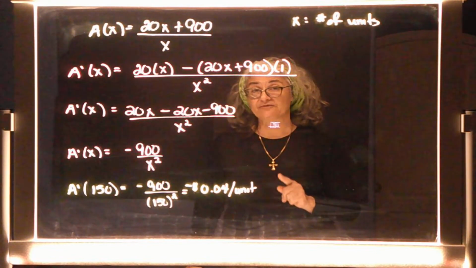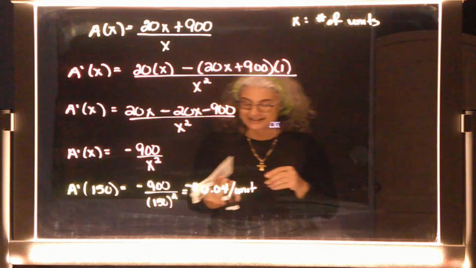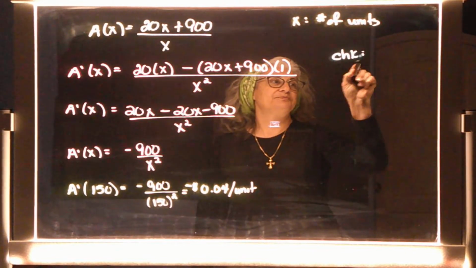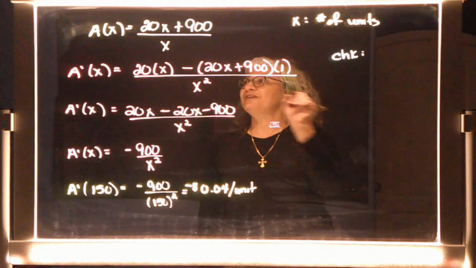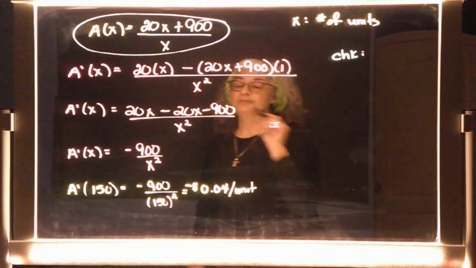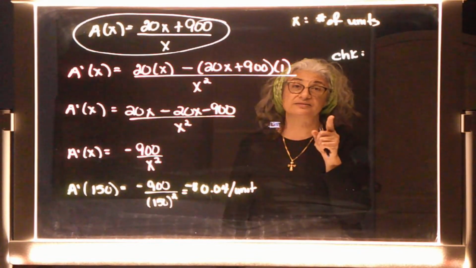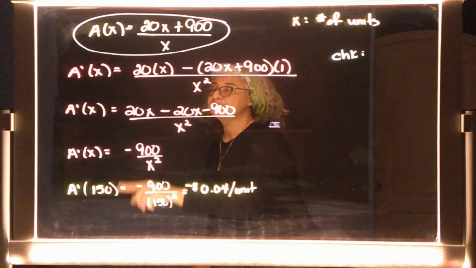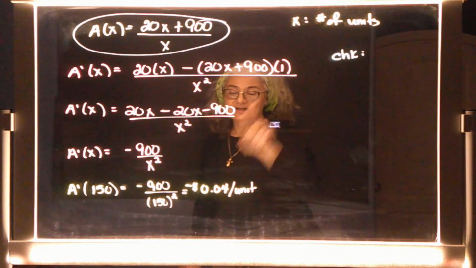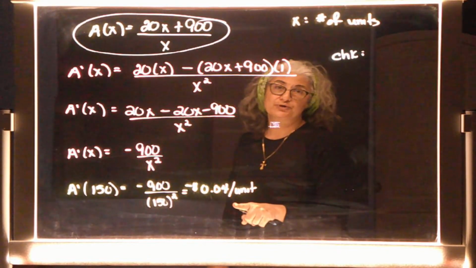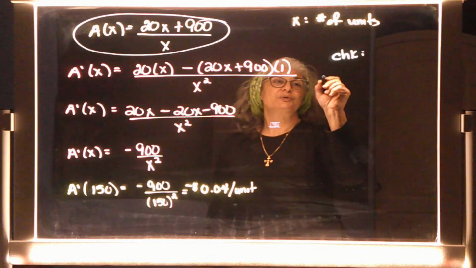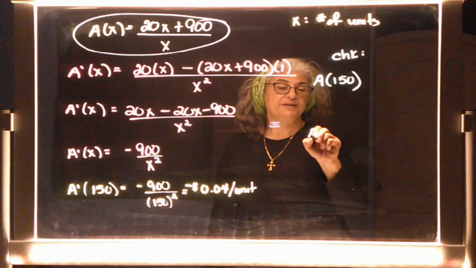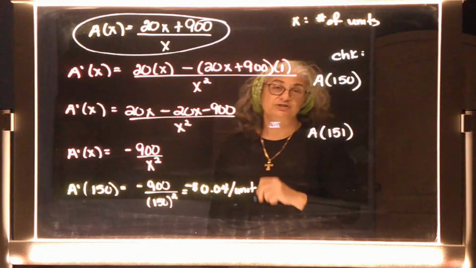Now I'm going to do a double check for you. Why? Because I need you to see what actually happened here. So we're going to do a check. And here's the check. I want to find, using the original function, remember the original function represents the average cost. The first derivative is the change in the average cost. I want to see if this negative 4 cents per unit is right. So help me out. What is the average cost at 150 units? And then what is the average cost at 151 units?